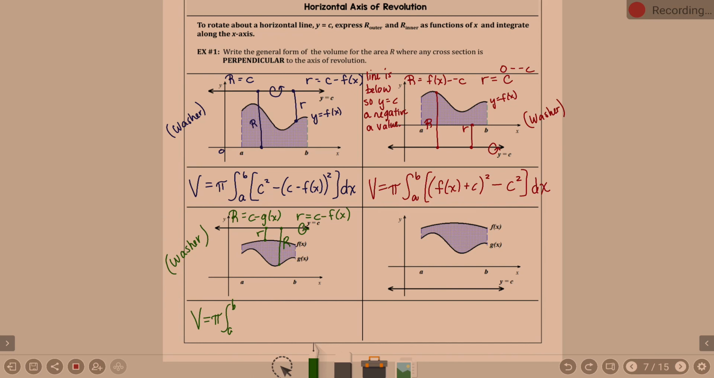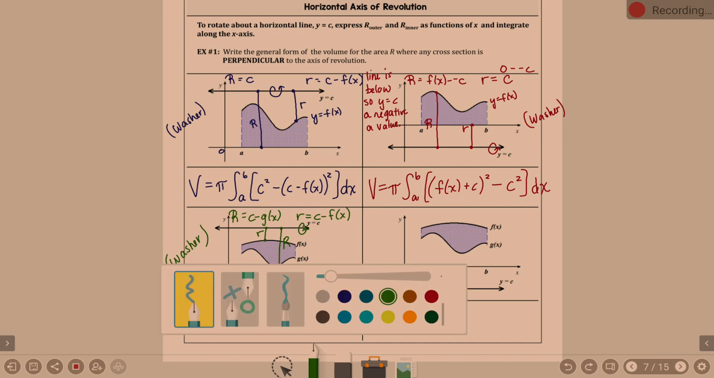Now I've written mine down. I'm going to do one big bracket and then in parentheses c minus g of x quantity squared, and then minus quantity of c minus f of x squared, dx. I'm going to close that bracket and then dx. You probably see or know what's going to change up here.